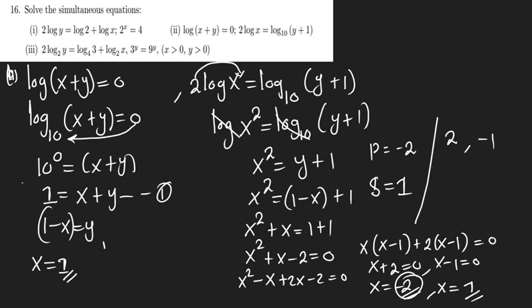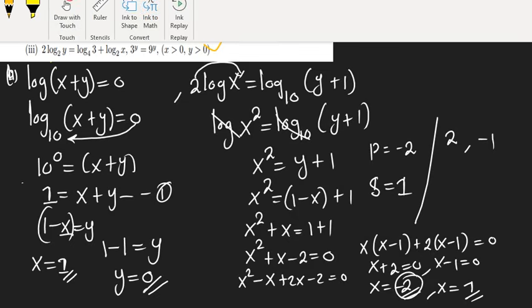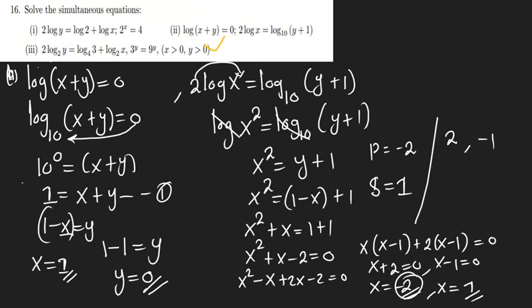Then we can say 1 minus, well, there is x, I can put my 1. This becomes y, so y is equal to 0. And that is how you solve simultaneous equations. If you are interested, ensure that you solve this one for me and you inbox me on the same number. You send me your solutions.